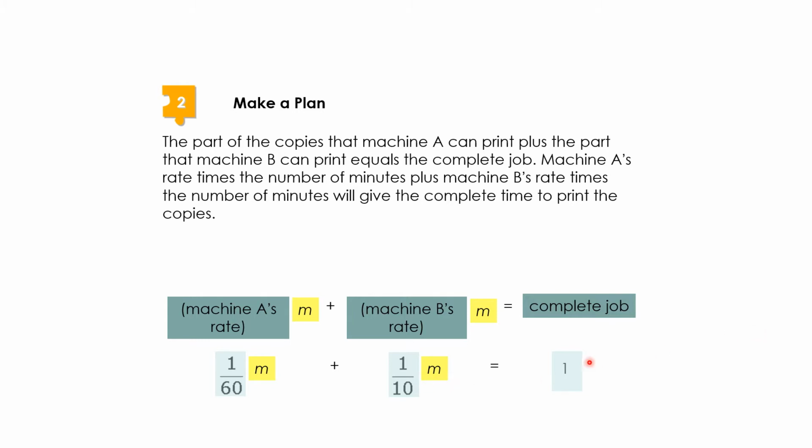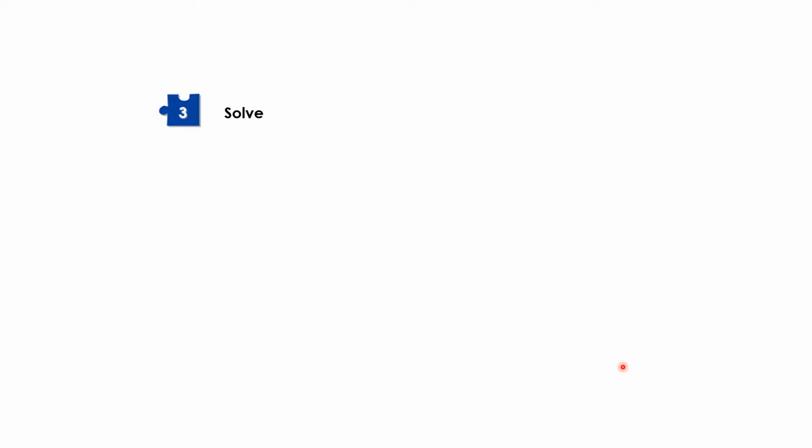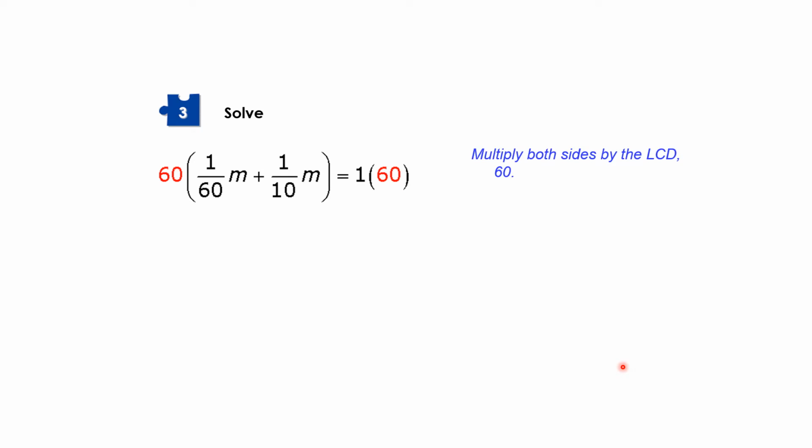Equals 1. Bakit 1 dito? Because we consider the job as one whole job. The 200 copies is equivalent to one whole job. So we can now solve. Okay, multiply both sides by 60, the LCD of 1/60 and 1/10.